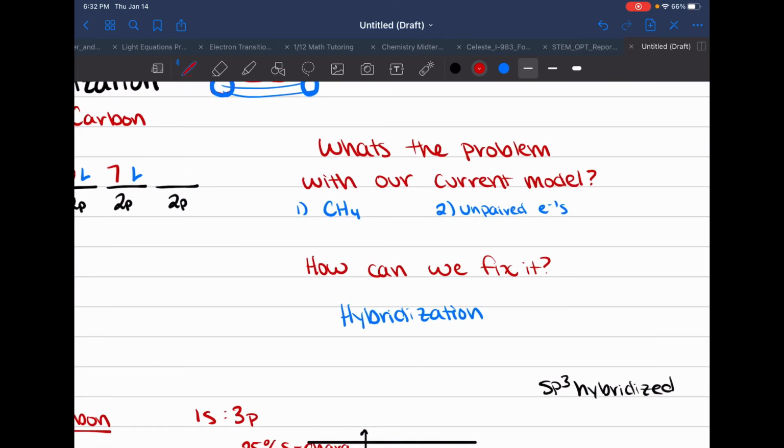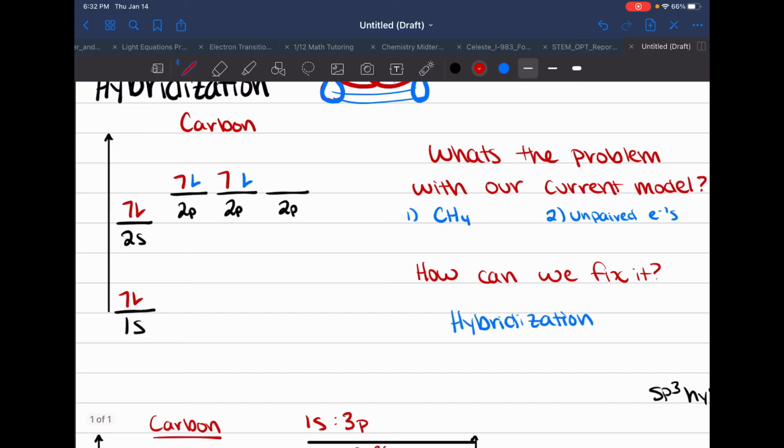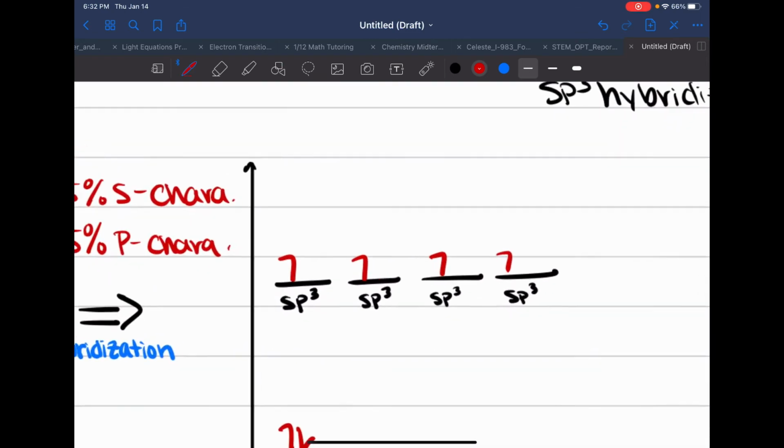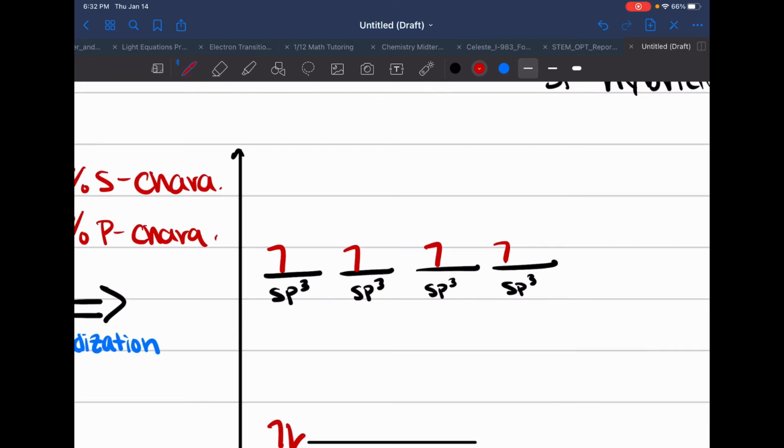All right, so now let's go back to that question we mentioned earlier. What was the problem with our current model? The problem was we didn't have enough unpaired electrons to prove that methane exists, because we knew that methane existed, so our models needed to be correct. Well, look at this. We now have those 4 unpaired electrons. So this is a much better representation of our carbon atom in terms of reactivity.